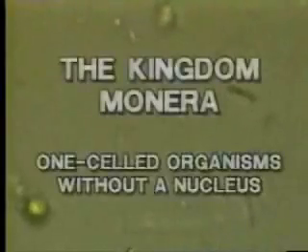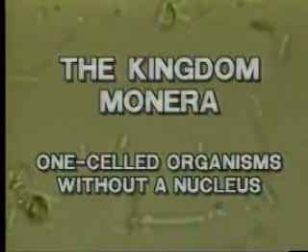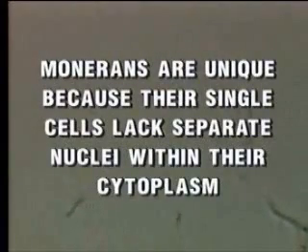These one-celled organisms are the simplest living things and belong to one of 2 kingdoms. The one-celled members of the kingdom Monera contain the smallest and most ancient forms of life. Some of today's Monerans look almost exactly like the fossils of the earliest forms of life that first appeared on Earth over 3 billion years ago. Monerans are unique because their single cells lack separate nuclei within their cytoplasm.